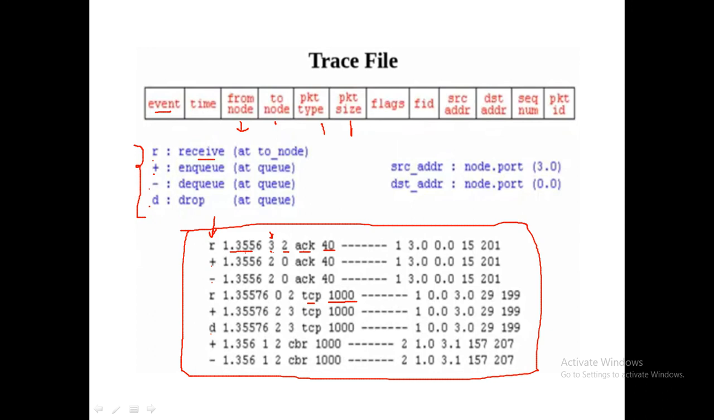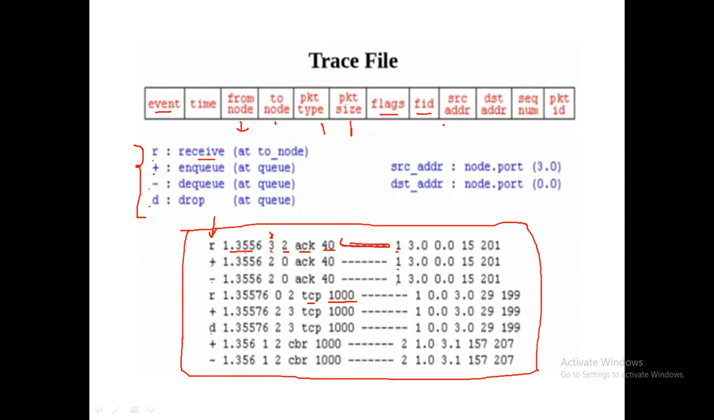Packet type, whether it is an acknowledgement. If you are using TCP, it will be TCP; if you are using UDP, then it will be CBR. Then the size of the packet. Next we will have some fields: flag fields, FID. Flow ID will be there. There are certain IDs there, right?